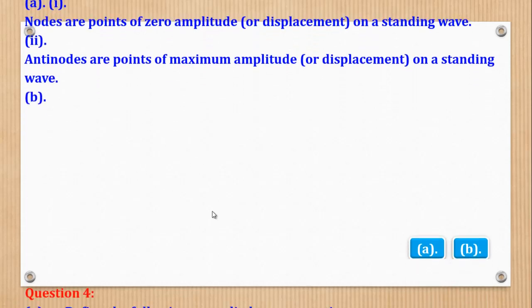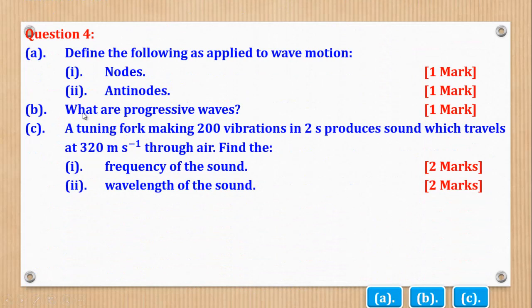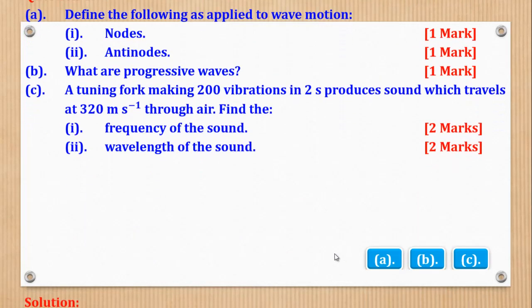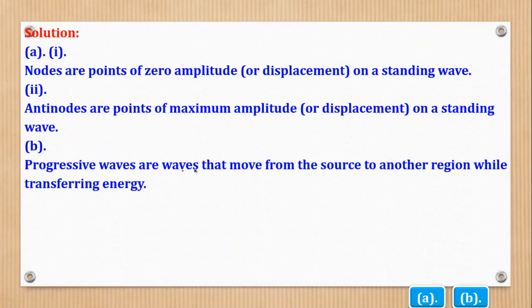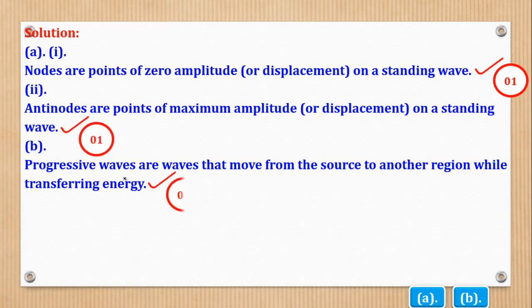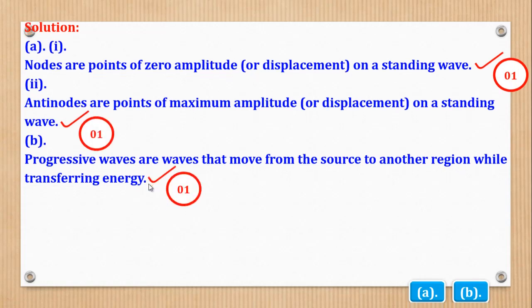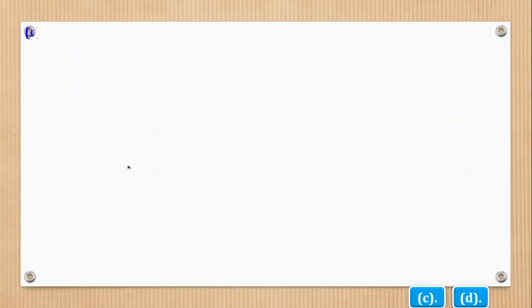Then part B, what are progressive waves? So progressive waves are waves that move from the source to another region while transferring energy. That's what they wanted.